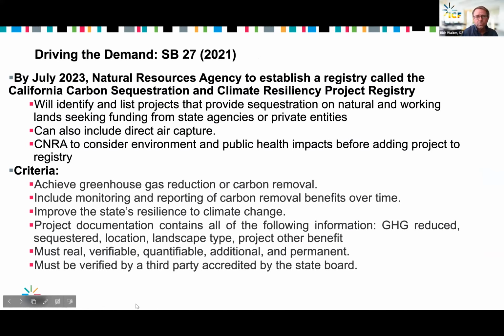The other is Senate Bill 27, which was just passed last year. The state is going to establish a carbon sequestration and climate resiliency project registry. This would provide an opportunity for project proponents who have offset projects that involve sequestration on natural and working lands, which is a big focus of this seminar series, to list them there to publicize them, and to seek funding from either the state or private entities for their project. They have a series of criteria to vet proposals, and if they pass all that criteria, they'll put it up on the registry that the state is establishing by next year. Next slide.